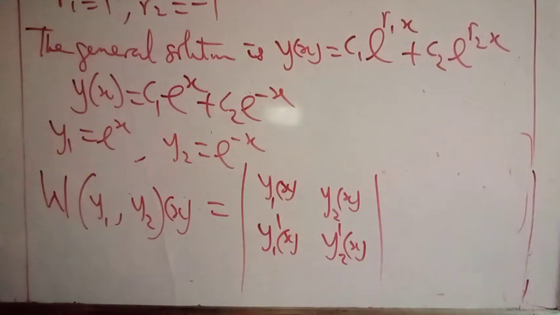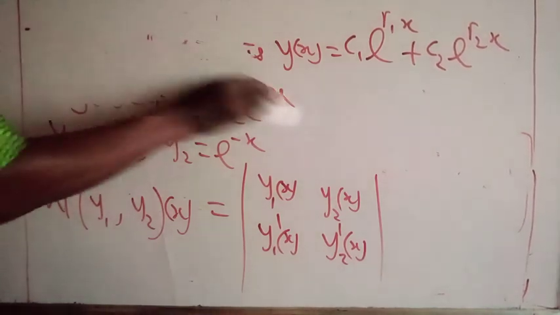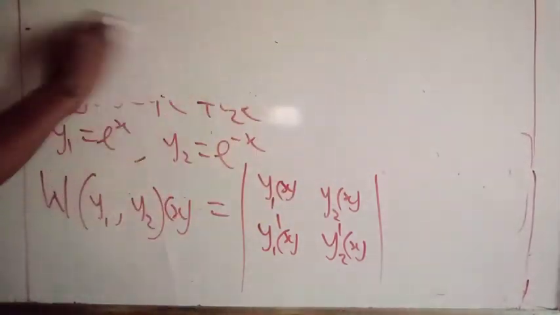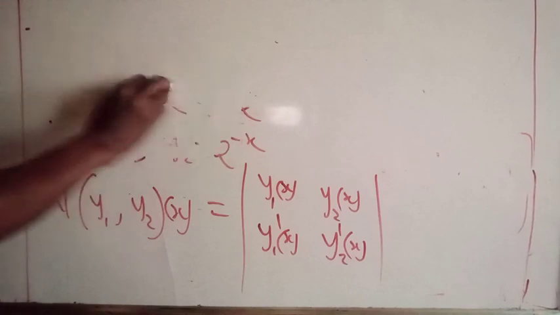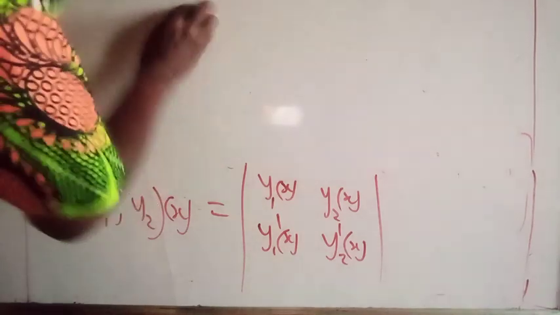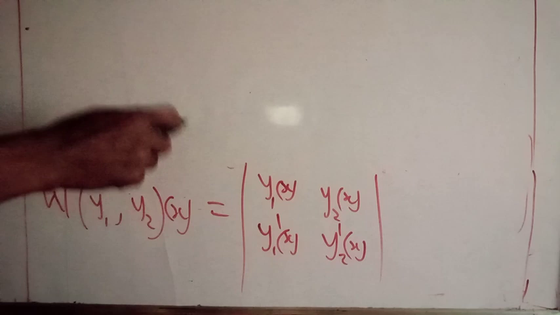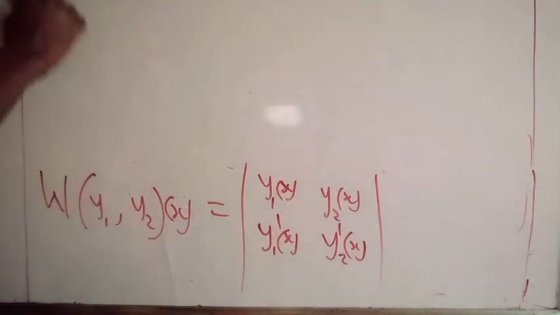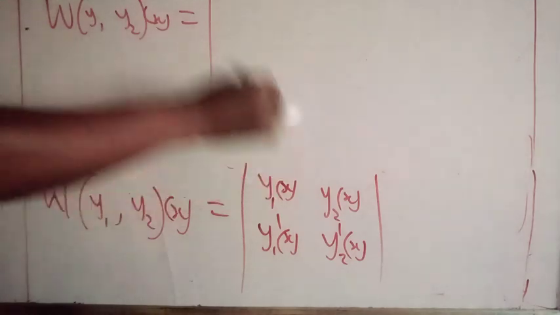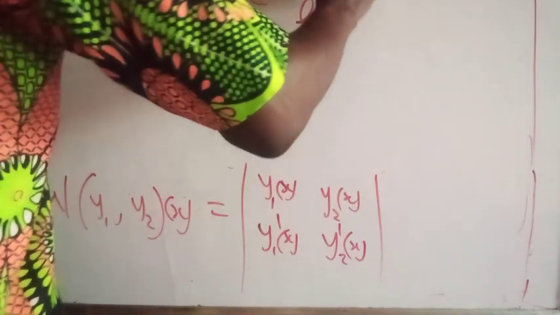If you are able to get the value that is equal to 0, that means the set of solutions exponential x and exponential minus x are linearly dependent. And in that case, one of the solutions can be written as a linear combination of the other. But otherwise, they will be linearly independent. So we know that the Wronskian of y1, y2 of x will be, y1 is exponential x, while y2 we obtained is exponential minus x.